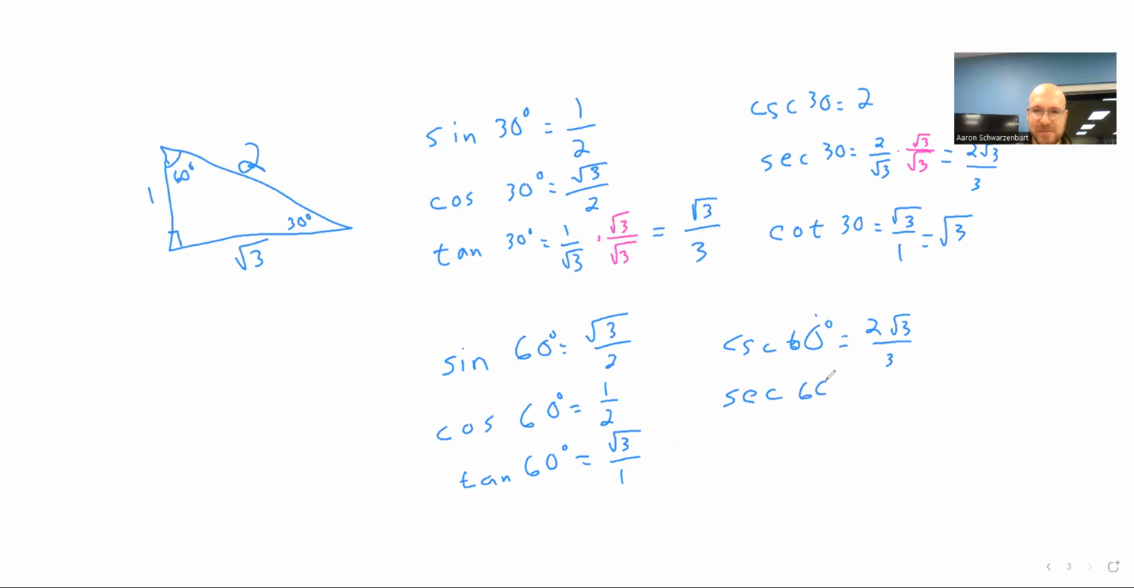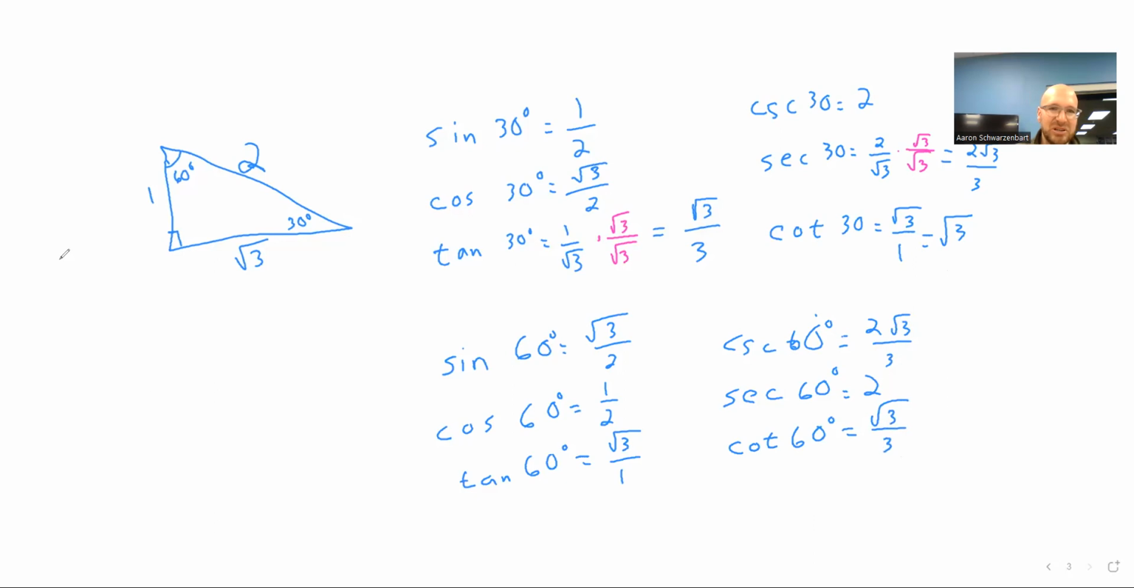Secant of 60 equals 2. And cotangent of 60, reciprocal of the square root of 3 over 1 is 1 over square root of 3, which I rationalized before to square root of 3 over 3.